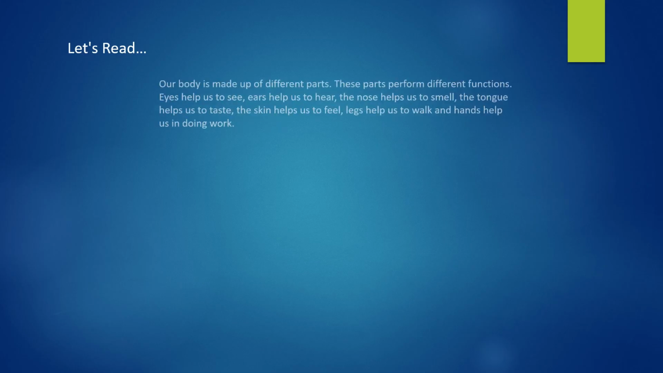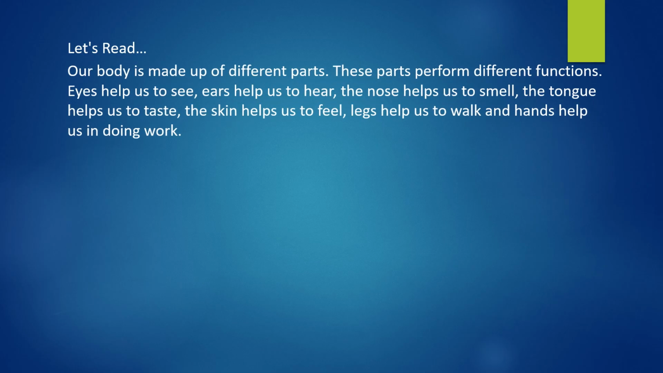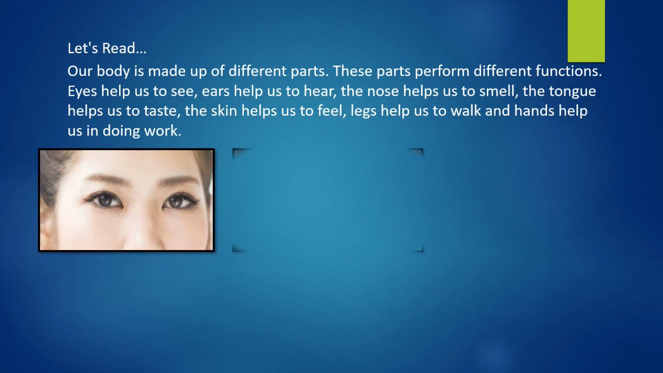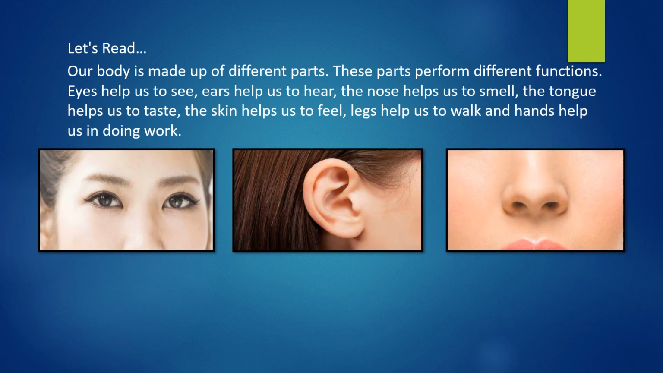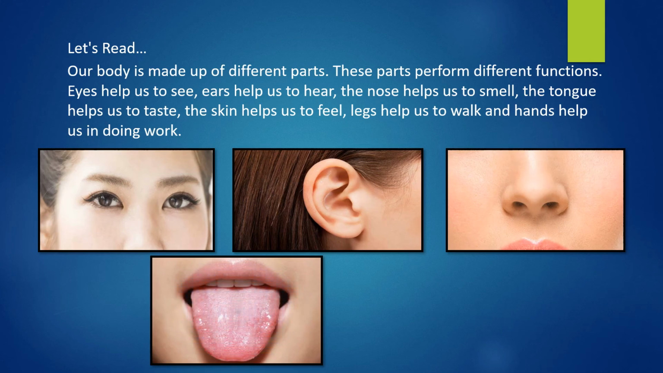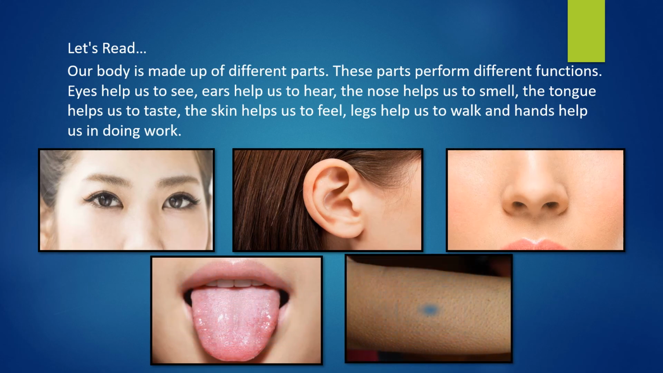Let's read. Our body is made up of different parts. These parts perform different functions. Eyes help us to see. Ears help us to hear. The nose helps us to smell. The tongue helps us to taste. The skin helps us to feel. Legs help us to walk, and hands help us in doing work. So these are the parts which help us in different ways.